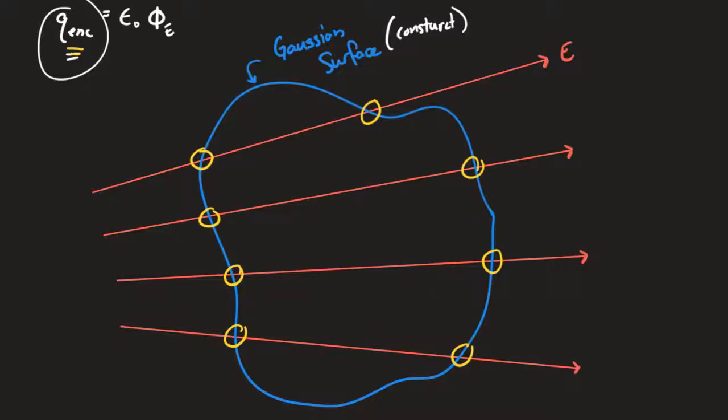Zero flux doesn't mean zero electric field. If I were you, I'd write that down and put an exclamation point there. Zero flux doesn't mean zero electric field. It means that there's an equal amount of flux going into your surface as exiting your surface, but it doesn't tell me what the electric field is.